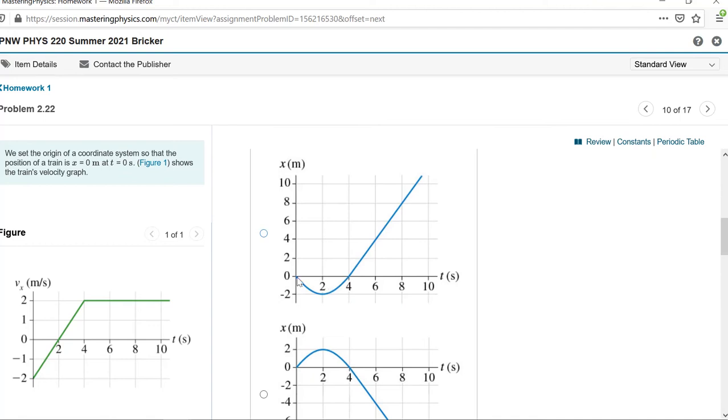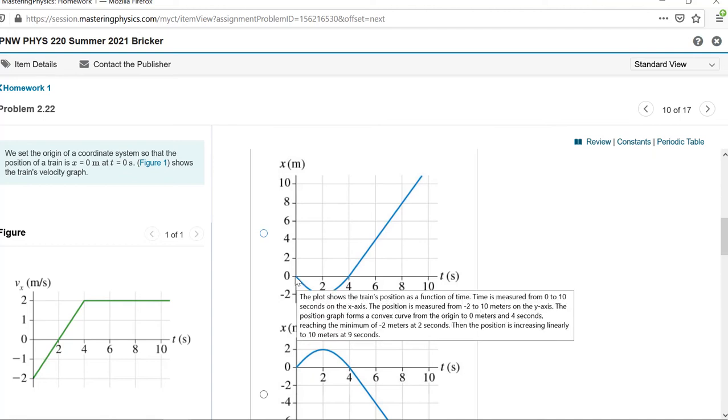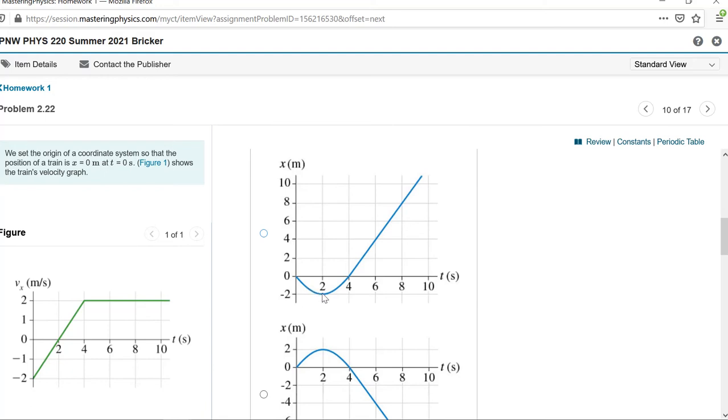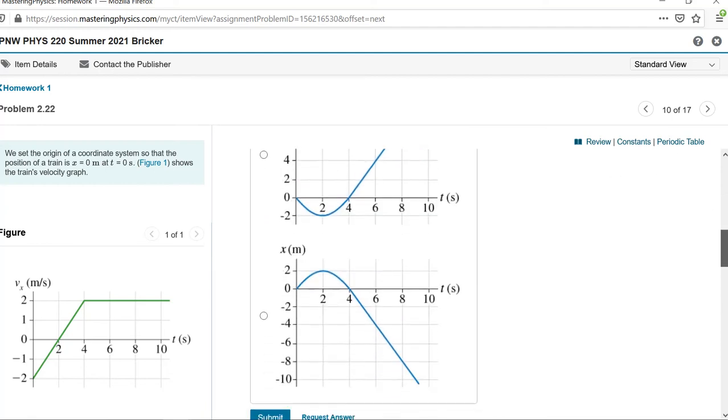This one says, you look at the slope of the tangent line, the velocity here is negative, getting less and less negative. Here's the tangent line at 2 seconds. It's just a horizontal line, so that means the speed is 0. And now the slope of the tangent line gets greater and greater and greater. So it's got to be this choice here. Okay?